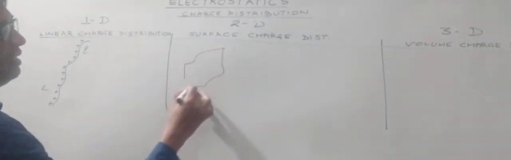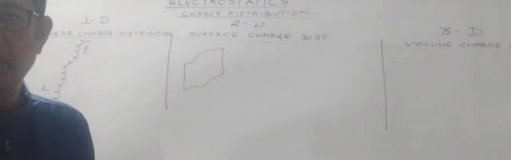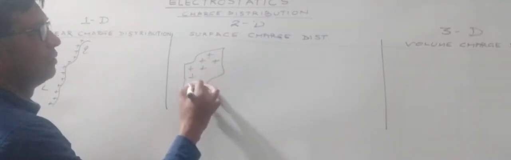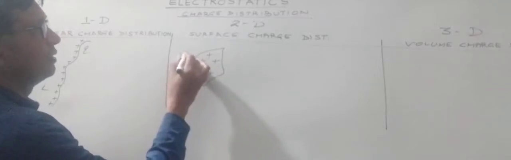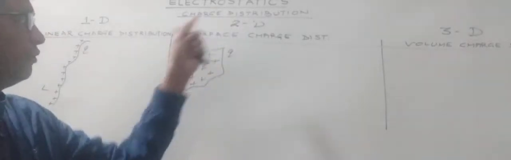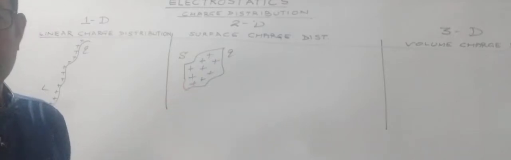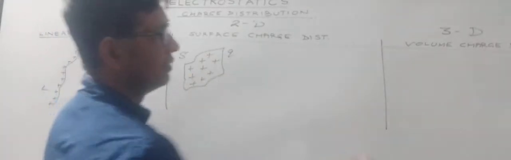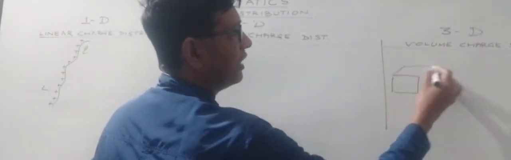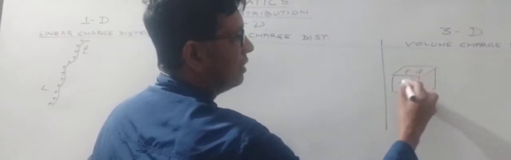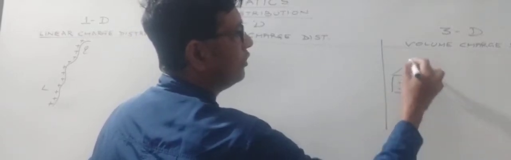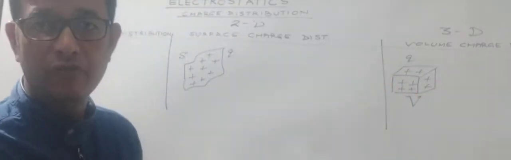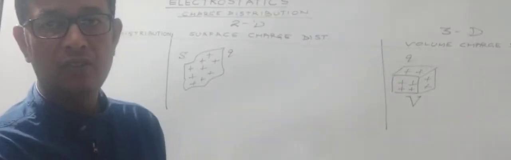Surface charge distribution, there's any area. It can be any symmetrical shape or any irregular shape area, flat surface. And here charge is uniformly distributed. Suppose S is the surface area and Q is the net charge, which is distributed uniformly over this surface. So it is the case of surface charge distribution, two-dimensional case. Over here, there is any solid body of any shape, and here the charge Q is uniformly distributed throughout the volume of the body, which is considered to be capital letter V. So that's the three-dimensional case, right?